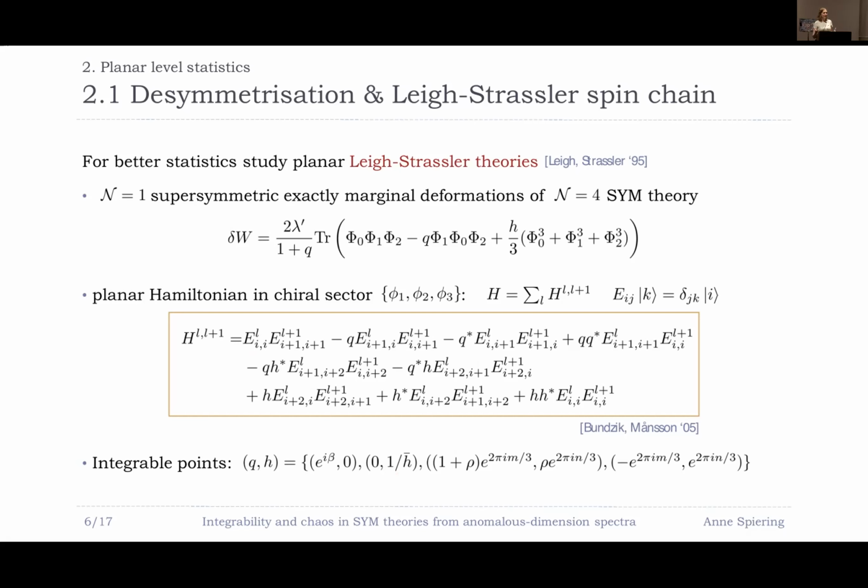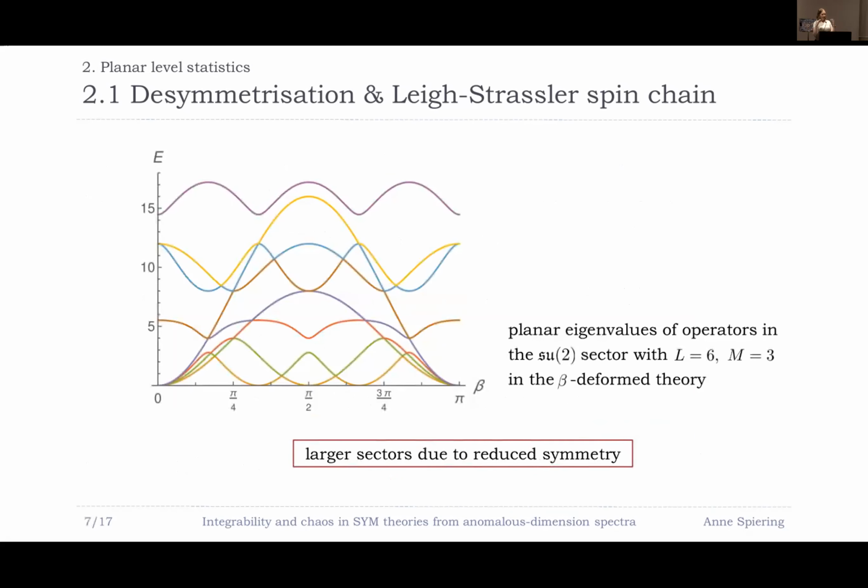So now we can also take this Hamiltonian, implement it into Mathematica, and find spectra. And then what do we find? Maybe as a first thing to see how sectors get bigger, I plot here the eigenvalues of operators in the SU2 sector of length 6 with 3 excitations in the beta-deformed theory. So these are the eigenvalues as a function of beta.